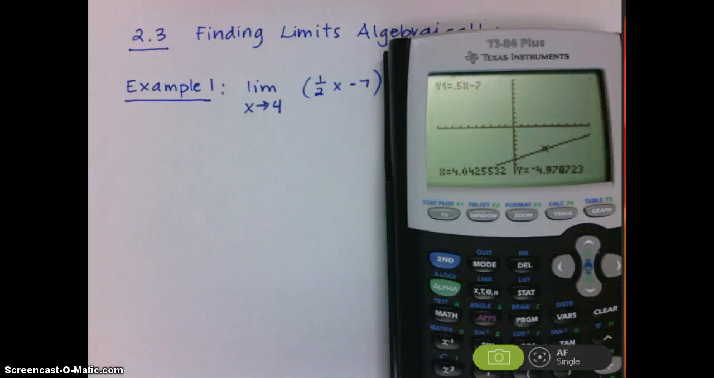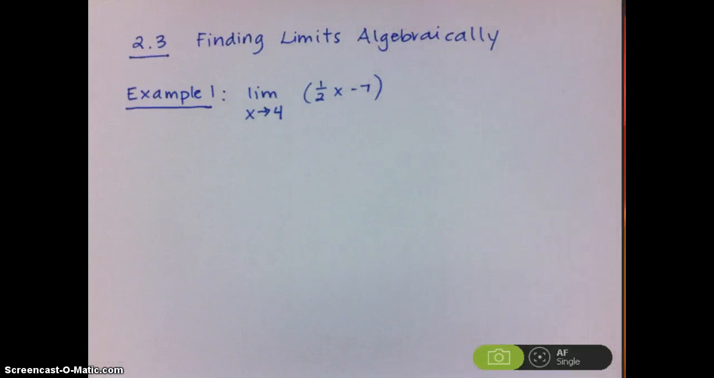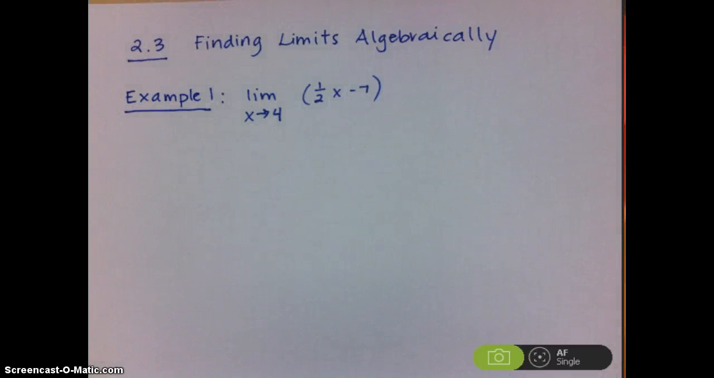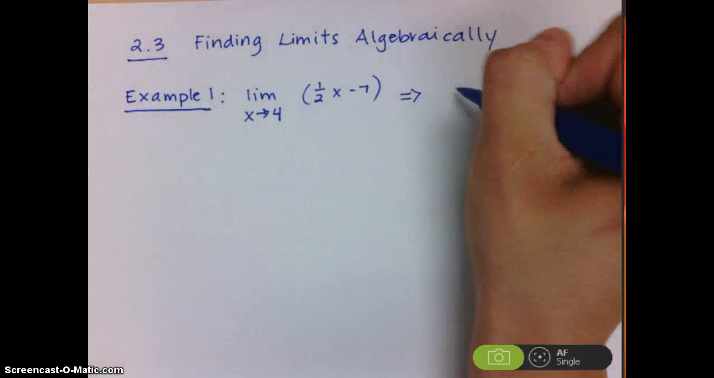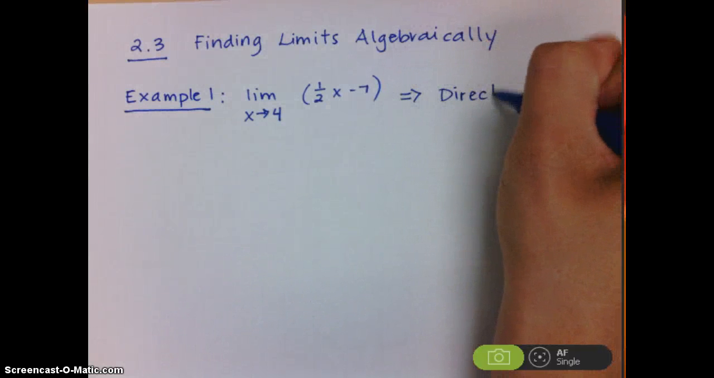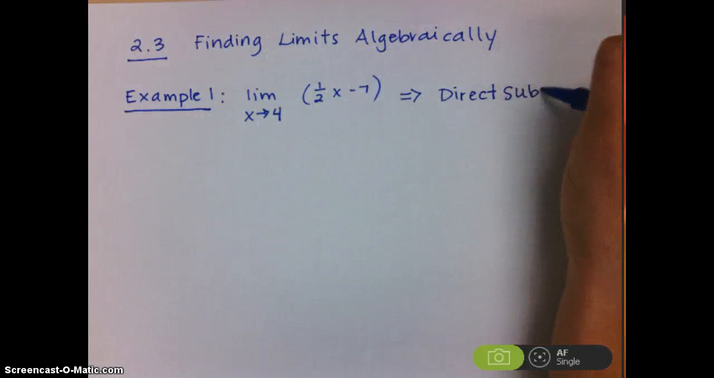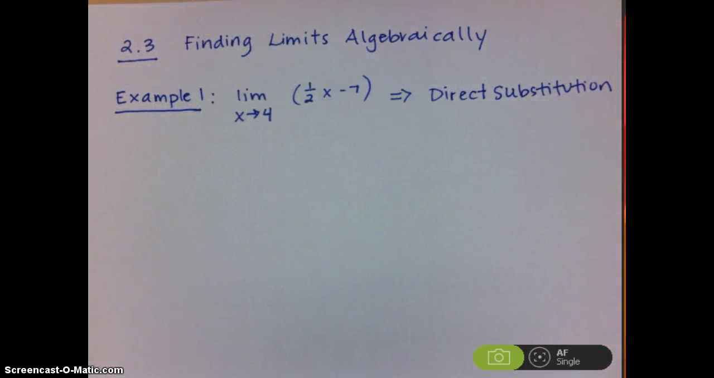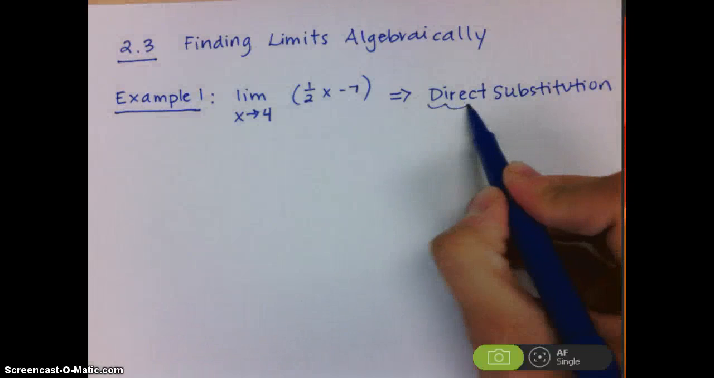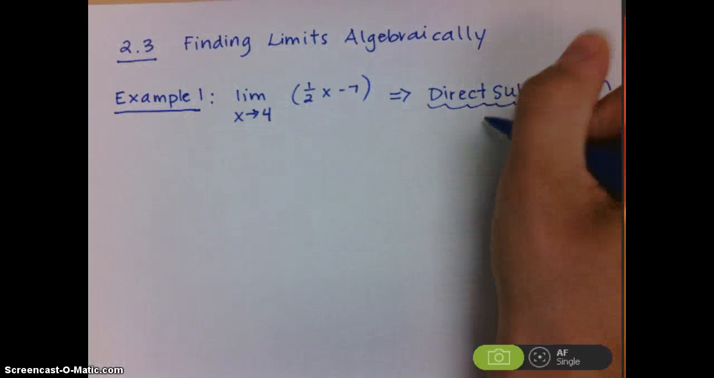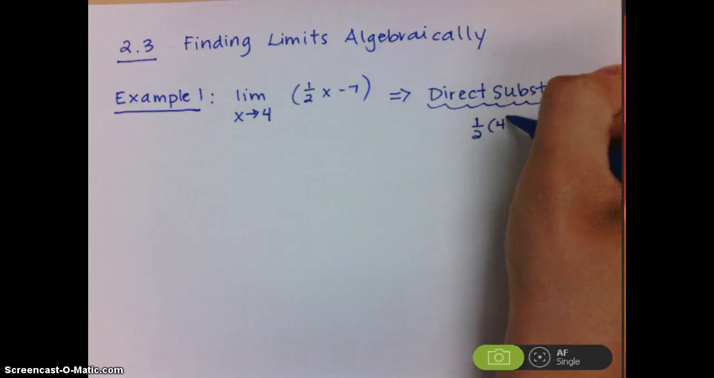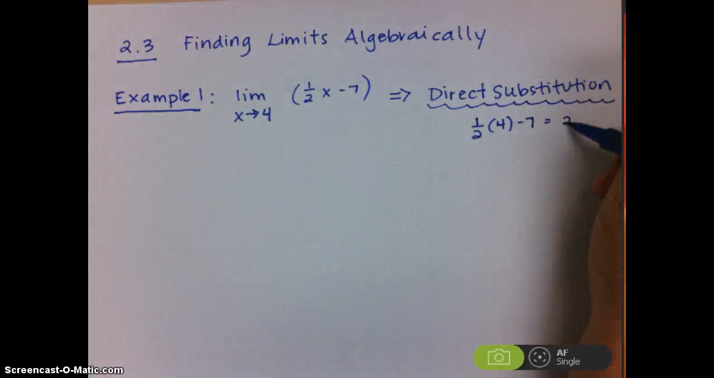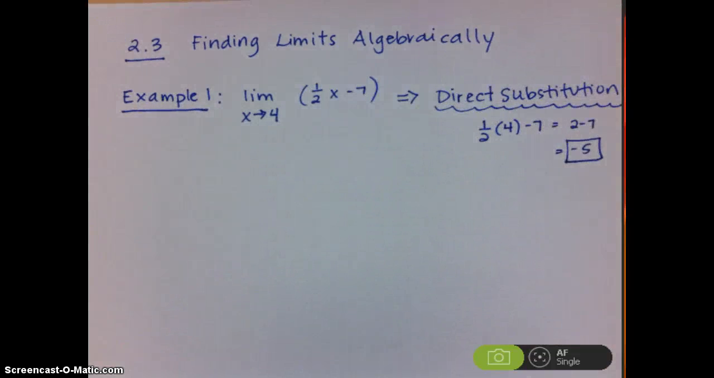Our limit is -5. So let's see if we can find another way of algebraically finding that same limit without needing to look at the graph. And so what we can do here is we can directly substitute our value into our function. And again, that method, direct substitution. If we take 1/2 and directly substitute the value of 4 into the function, you can see that we are getting that same value of -5.